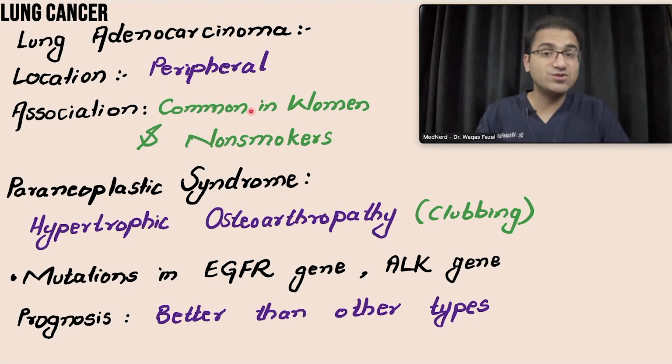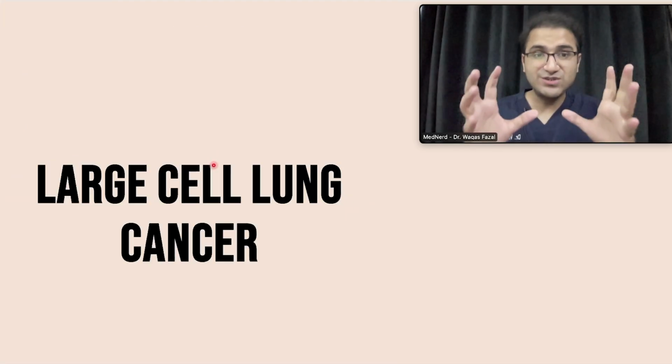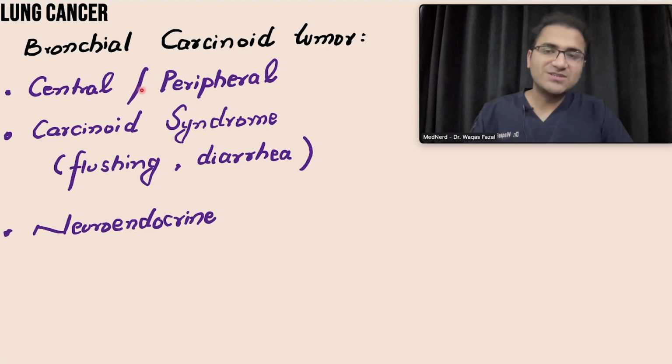EGFR, ALK gene, most common in women, very important. Histology will show positive mucin staining because they produce effusions. Large cell lung cancer occurs in the peripheral lung and it is associated with smoking. Gynecomastia, very important. Bronchial carcinoid tumor produces serotonin resulting in flushing and diarrhea.